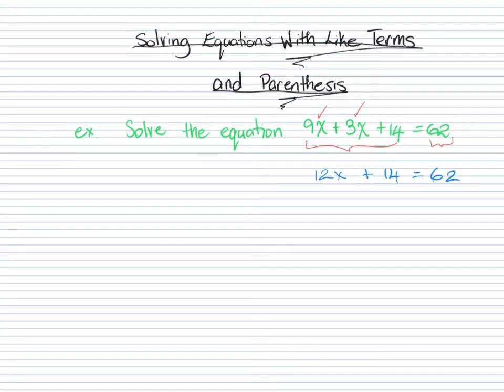All right, so we joined our like terms, and if we look, we see no more like terms. That is as simple as possible. That is also as simple as possible. So we are ready to continue to solve our equation. Remember that when we're solving these equations, our goal is to get the variable, in this case x, alone.